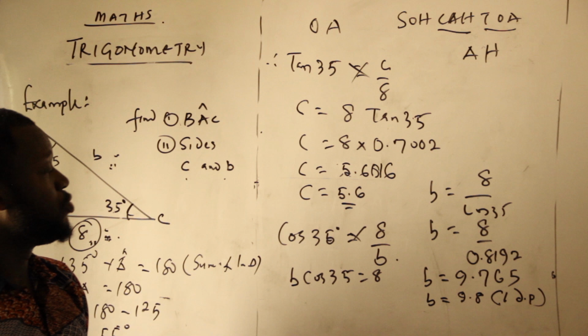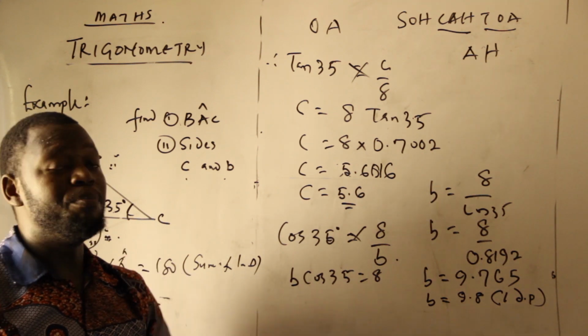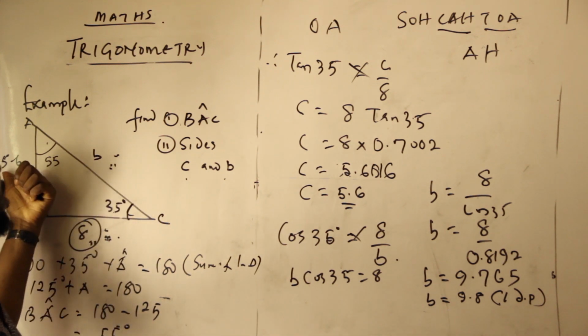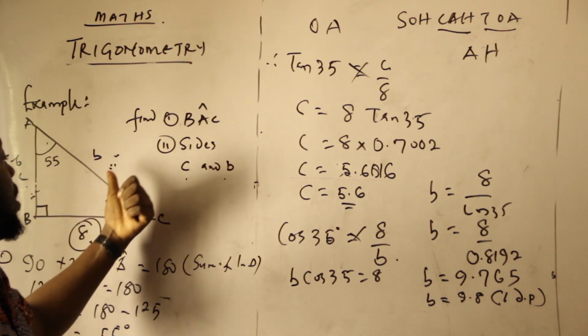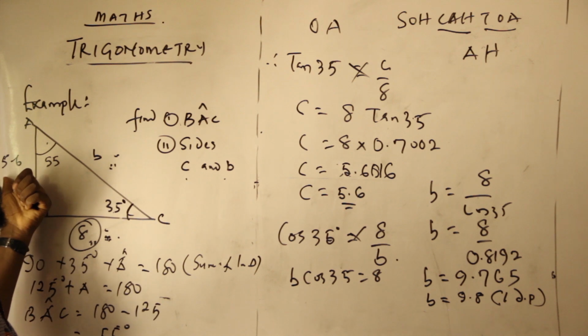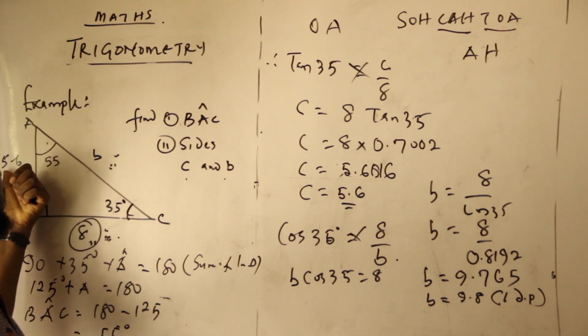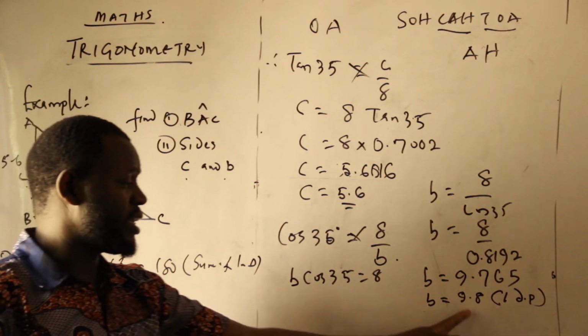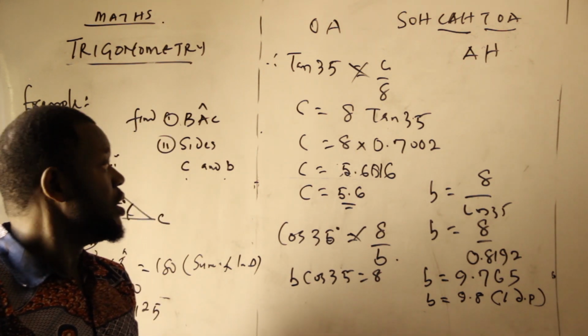So obviously this is our answer. We have our C to be 5.6. You have our B to be 9.8. Like I said, you can as well use Pythagoras theorem. Once you have 5.6, we have 8, then we have this. So B squared is equal to 5.6 squared plus 8 squared. Then you will eventually get your 9.8 as well.